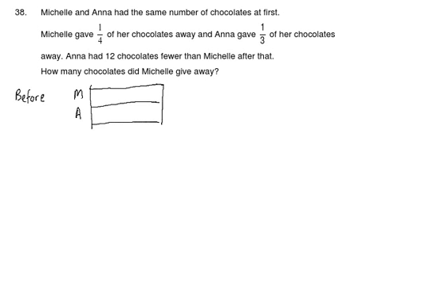Next, they say that Michelle gave 1/4 of her chocolates away. That means for Michelle's model, how many parts must I cut it to, Jingjie? 4 parts. I need to cut into 4 parts. Now, in the case of Anna's model, since she gave 1/3 away, how many parts must I cut it into, Sky? 3 parts. Anyone has any problem so far?